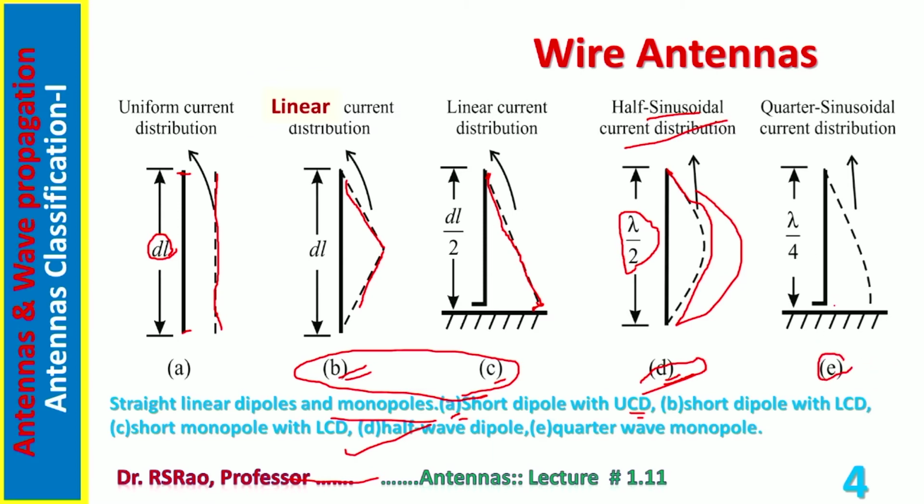In E is shown another wire antenna. Here also it is erected over ground like in C, but here the height of the wire is lambda by 4. Current distribution is sinusoidal. At one end it is 0. At the other end near ground it is maximum. Variation is sinusoidal. This variation is called quarter sinusoidal current distribution, and this structure is called a quarter wave monopole. These are all examples of wire antennas.